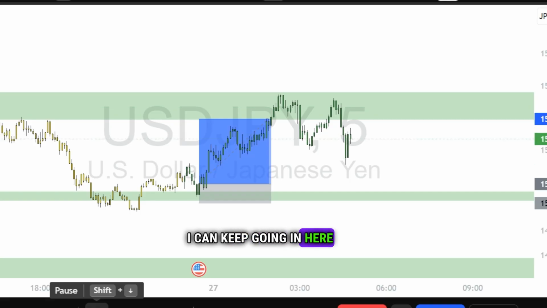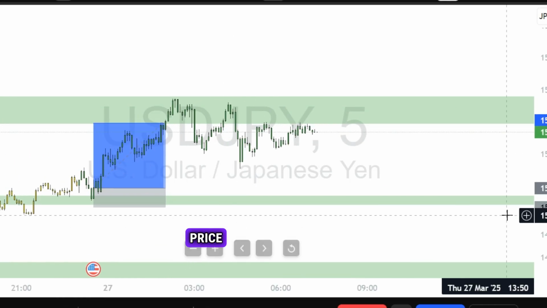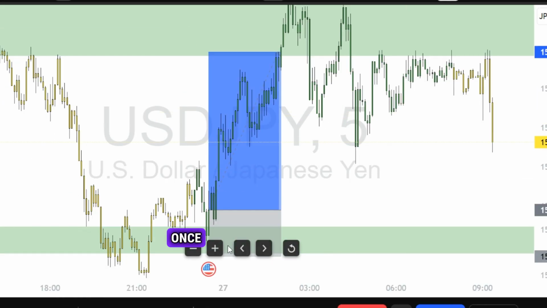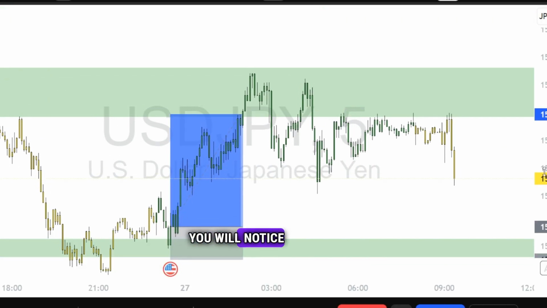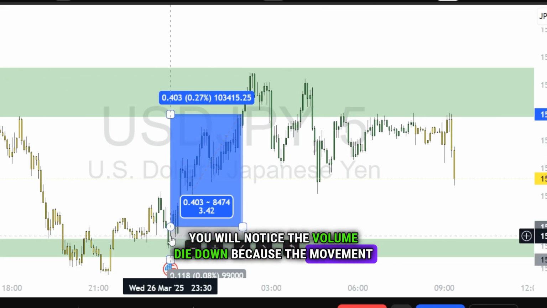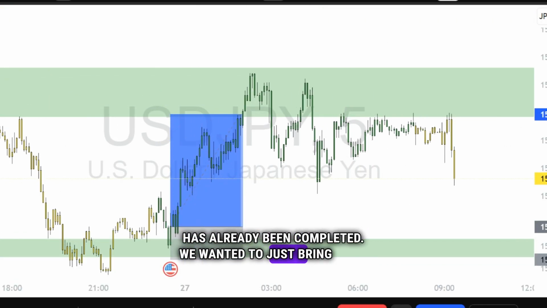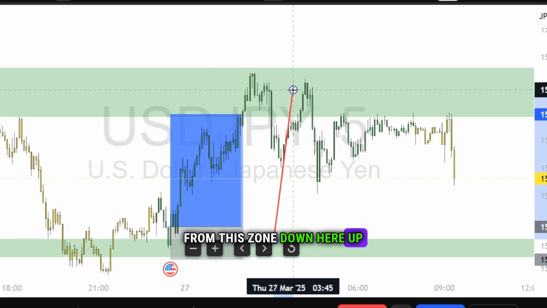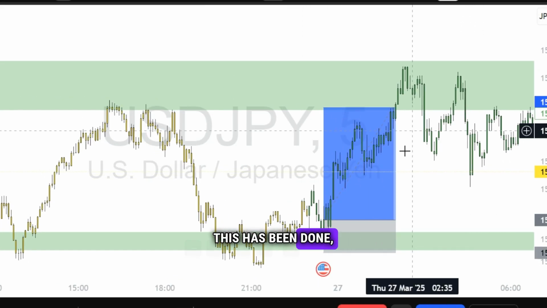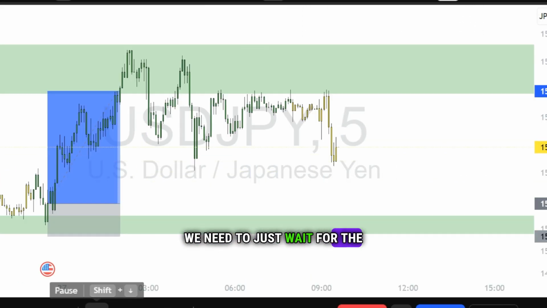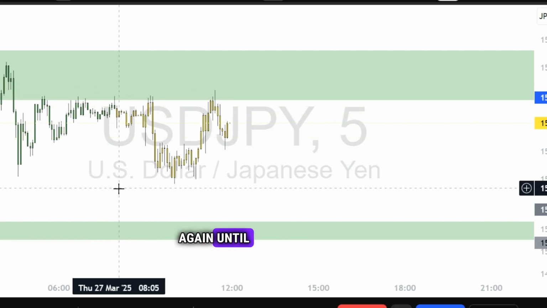I can keep going in here and you just look how accurately price keeps respecting the zone. Once we move price from a place to a place, you will notice that volume died down because the movement has already been completed. We wanted to just bring price from this zone down here up into the top here, and once this has been done, we are finished. We need to just wait for the next time price will be active again until we can trade once more.